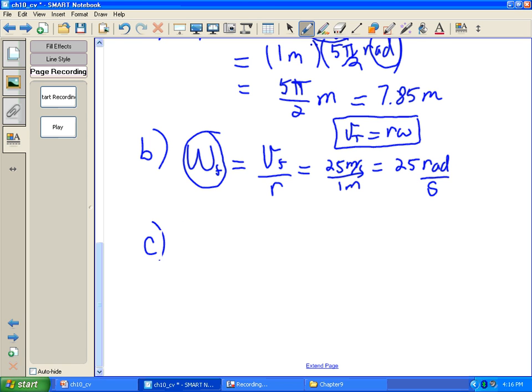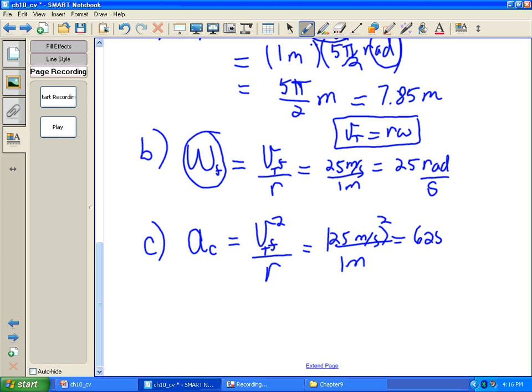The next question is, what is the centripetal acceleration of the discus? Just as in chapter 4, chapter 6, etc., it's v squared, in this case the tangential, divided by r, and that is 25 meters per second, the whole thing squared, divided by 1 meter. That gives us 625 meters per second squared.